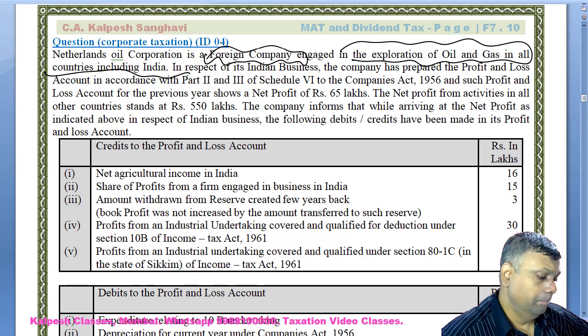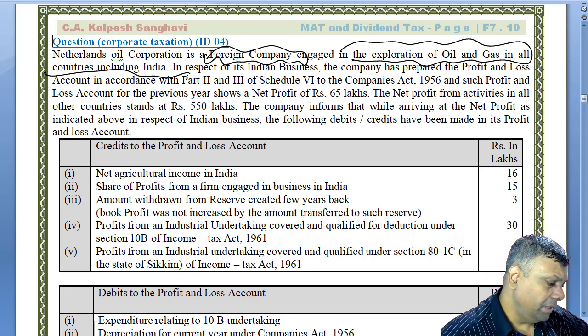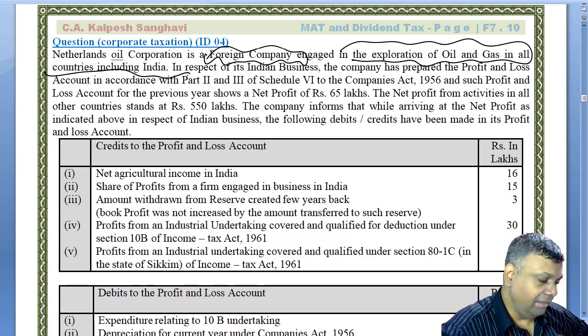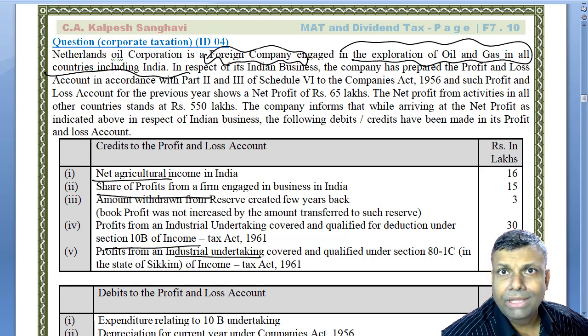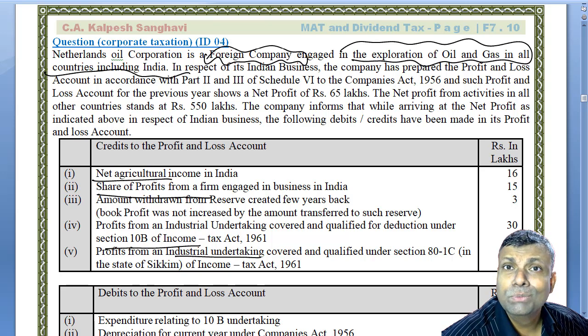This by itself brings us to the concepts of international taxation. The moment the words foreign company come, I mean tax treatment with respect to a foreign company, it by itself means it is a part of your international taxation portion. So this foreign company has global operations, and in the global operations some operations are carried out in India also. Secondly, by looking at this question, it says that this company has a net agricultural income, some share of profits from a firm, then some 10B undertaking. In Sikkim also it has some undertaking. It seems, clearly, that this foreign company has a permanent establishment in India.